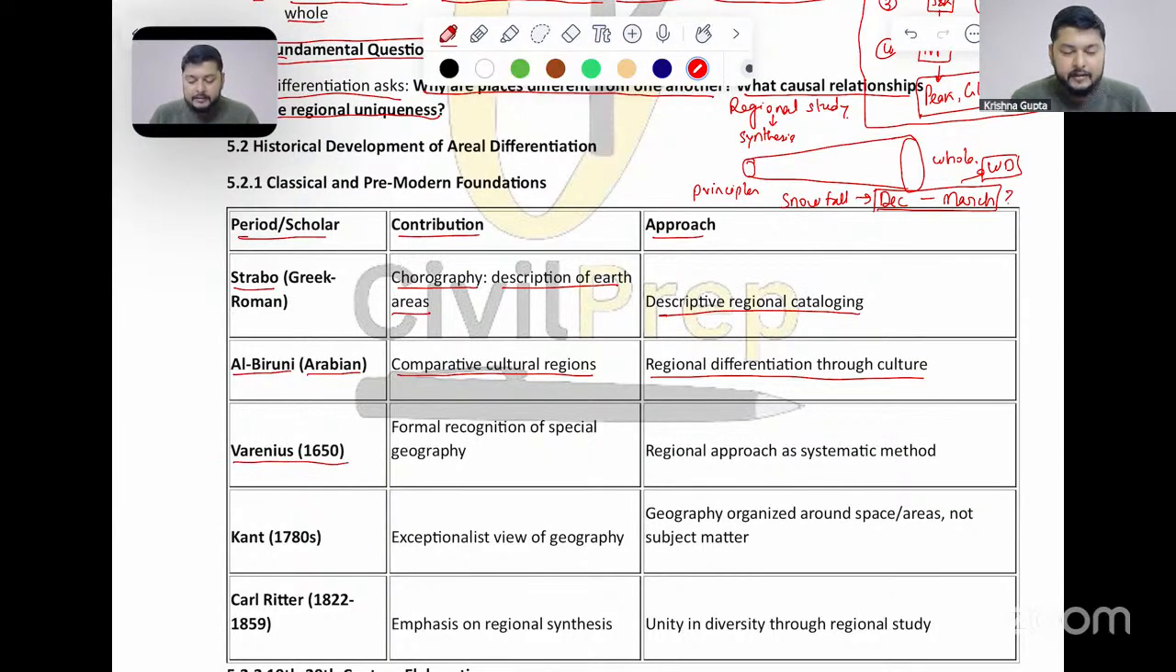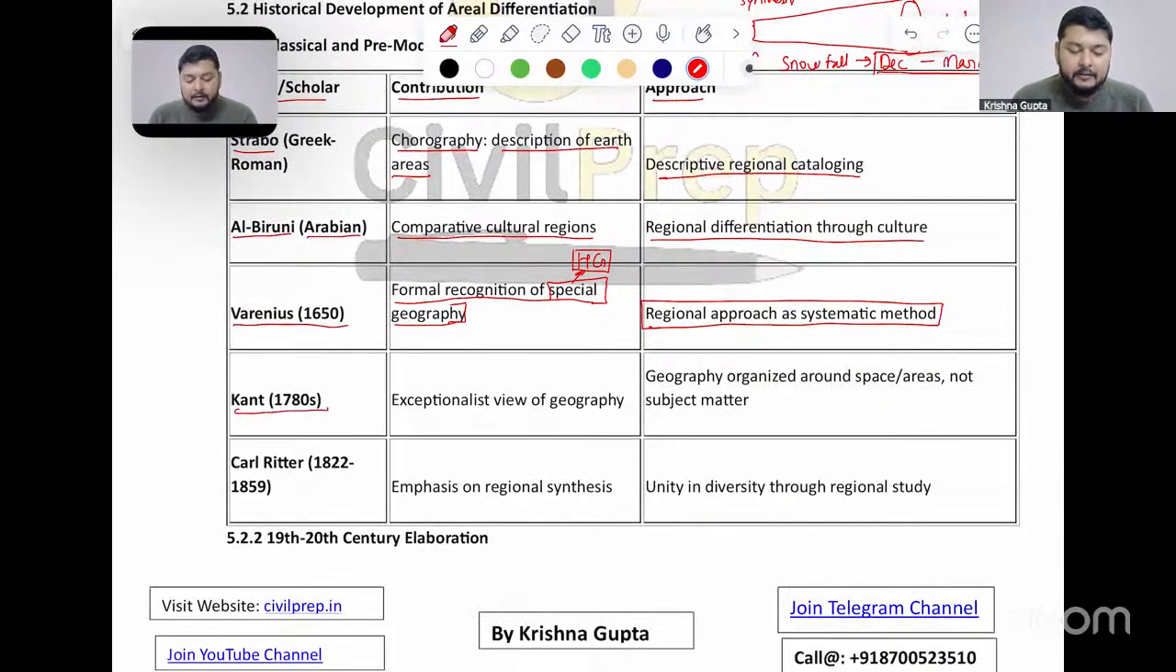Then next we have Varenius. We will see he is one of the geographers from the classical period. So formal recognition of special geography. In the previous lecture, we have seen the term special geography. Special geography is another form of human geography. So Varenius described that special geography is one of the subsets of the physical geography, or the general geography, and it has to be studied differently from the general geography. So the regional approach as a systematic method was seen here, which excluded the study of the human or special geography with the general geography. Then here we have Kant, 1780s.